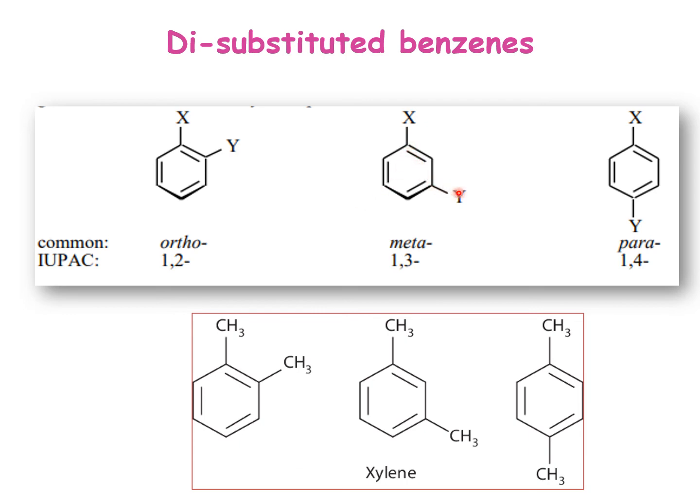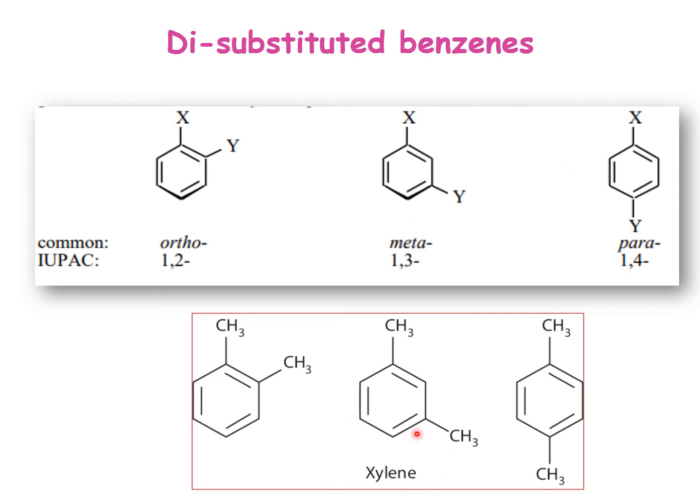Either it can be on the right hand side or it can be on the left hand side, but there is one carbon in between. So if two substituents are present on two carbon atoms which are at 1 and 3 position, it is called meta. And if the substituents are present opposite, then it is called para, the first and fourth position. In this case, first number will be given to the highest priority compound, and then others will be numbered.